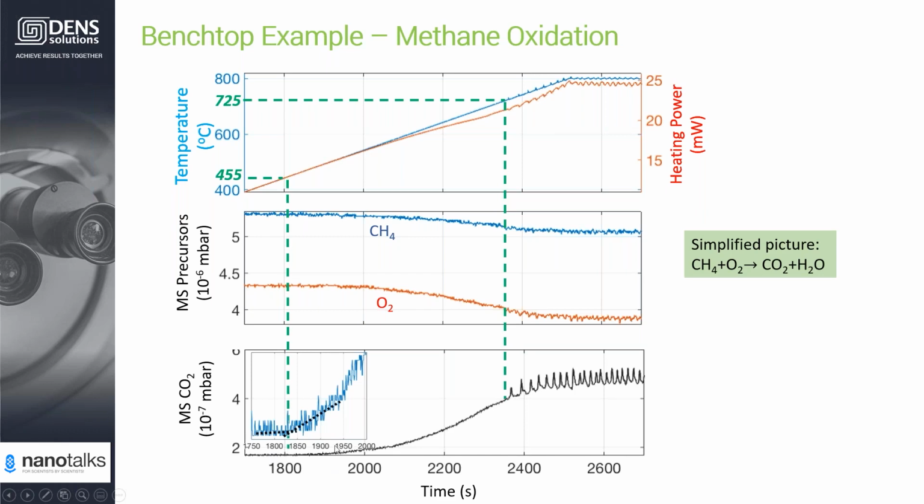If we zoom in to this starting period and use lines to do an intersection of the flat area and the rising area, you can find the reaction starting temperature to be around 455 degrees Celsius. And if you also compare the oscillation starting time with the temperature, you can find it starts at around 725 degrees. We briefly mentioned that this can be controlled and reproduced from the Impulse software.